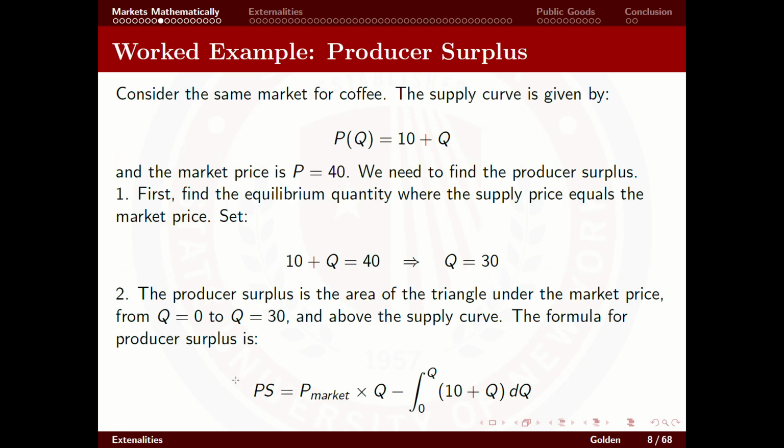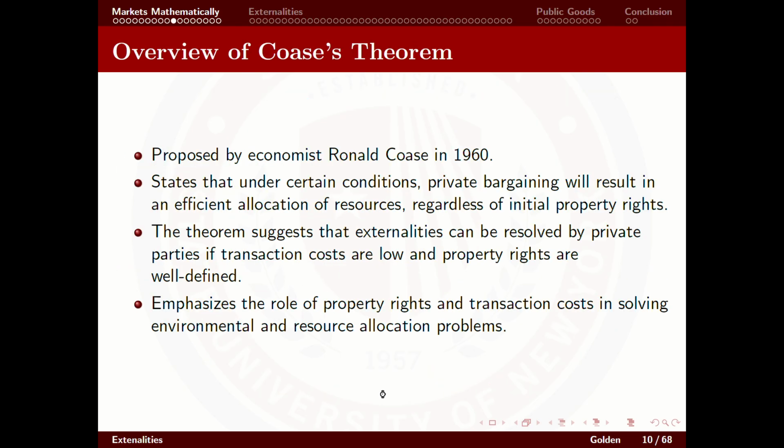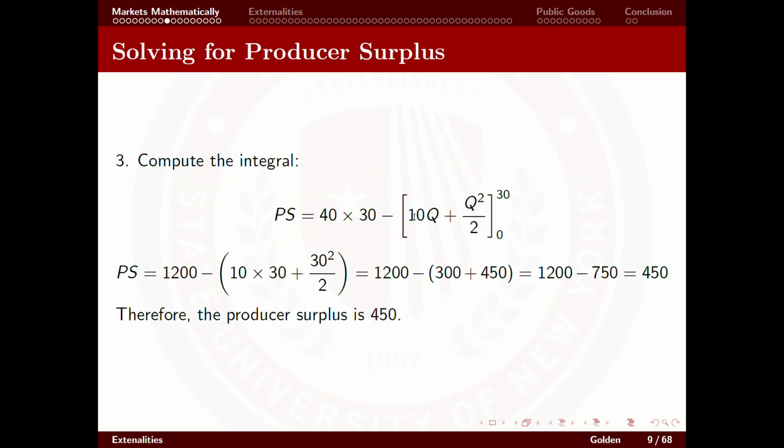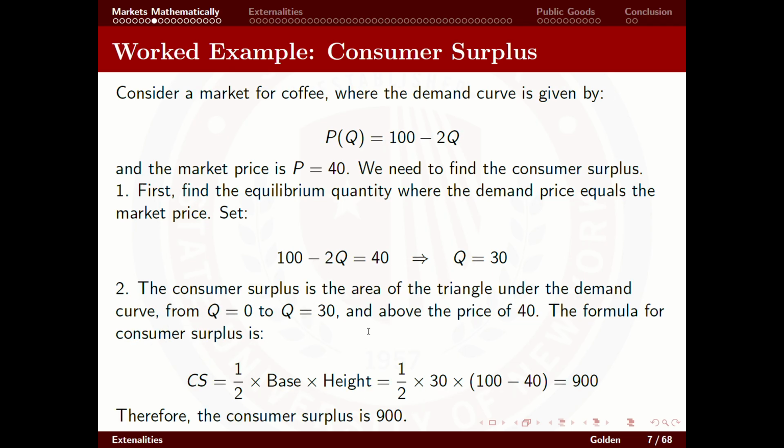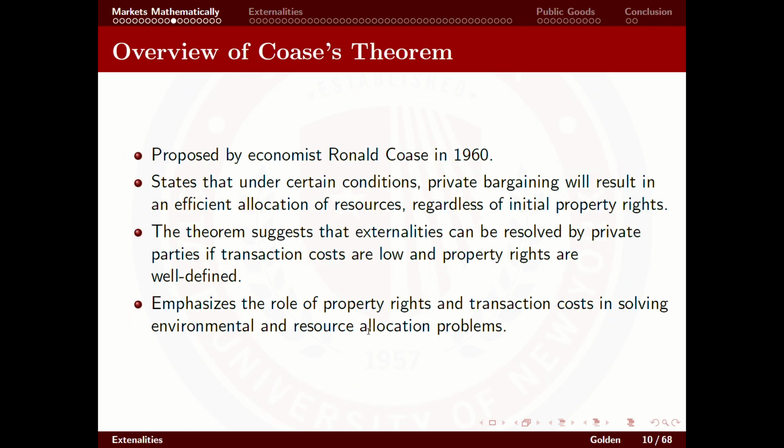So 40 times 30, price of the market times the quantity, minus, and then we have integrated this. So this was originally 10 plus Q. As this becomes 10Q plus Q squared over 2, 1200 minus 300 plus 450 equals 450. The producer surplus equals 450, and so the total surplus is the sum of these two. 900 plus 450 equals 1350.